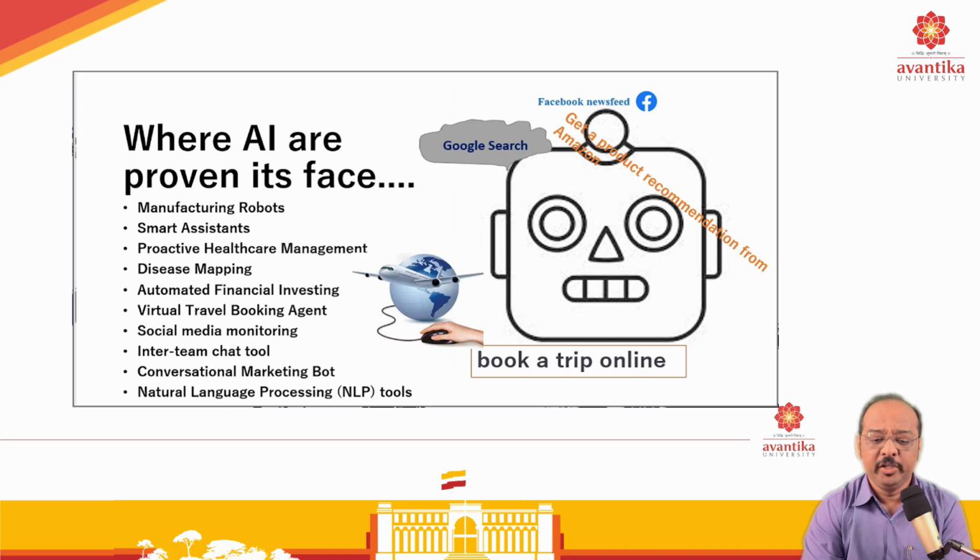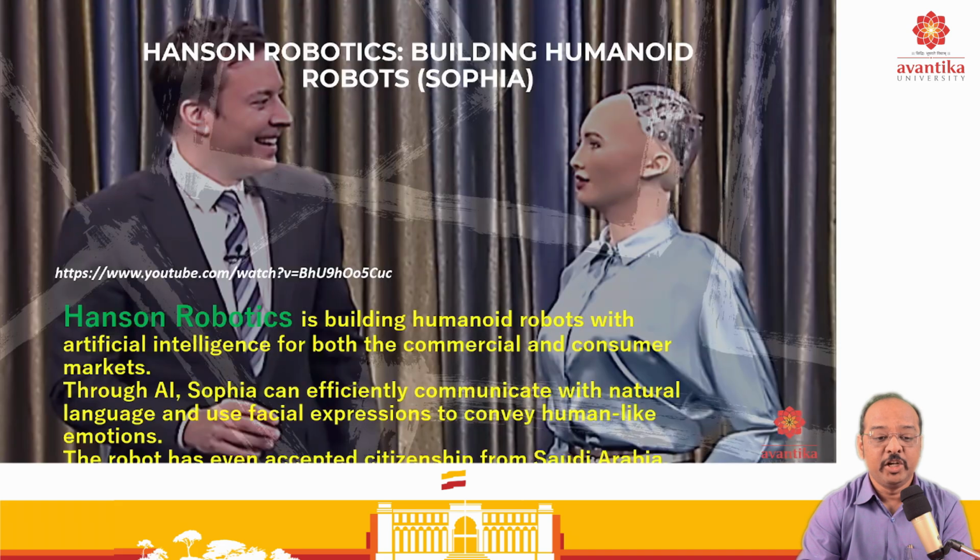There are numerous applications where artificial intelligence is being used: the manufacturing robot, the smart assistant, proactive health management, disease mapping, automated financial investing, virtual travel booking agent, social media monitoring, inter-team chat tool, conversational marketing bot, and natural language processing tools. These are the various applications and the key areas of artificial intelligence.